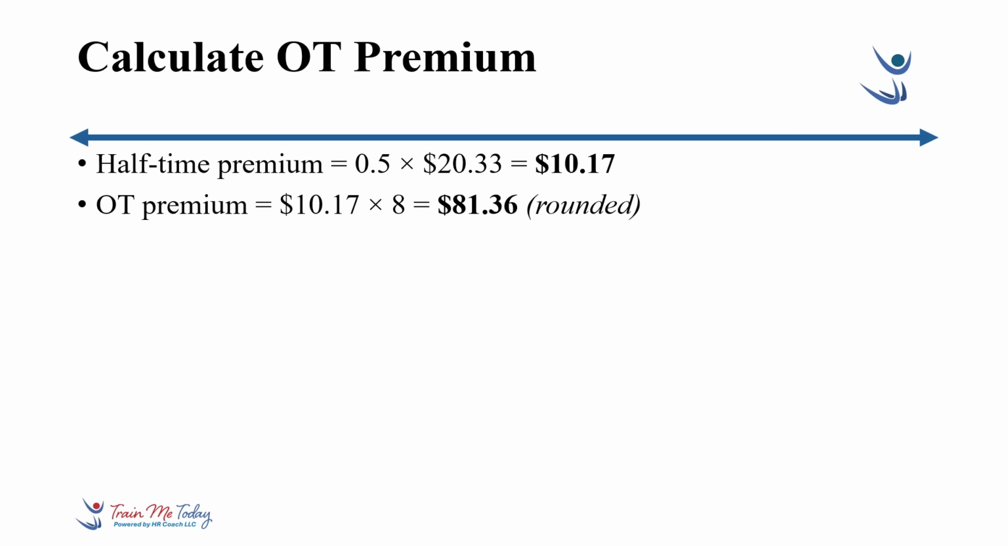Half of the regular rate, $20.33, is $10.17. We multiply that by 8 overtime hours. That overtime premium equals $81.36.